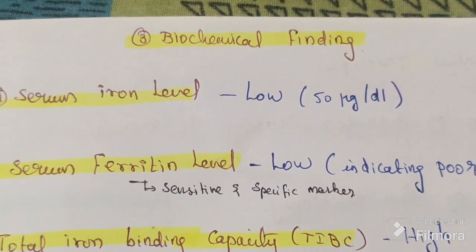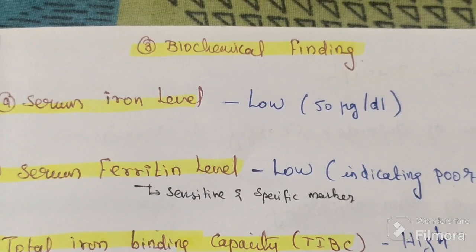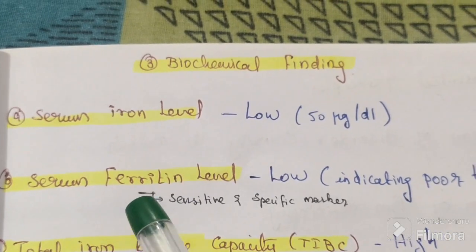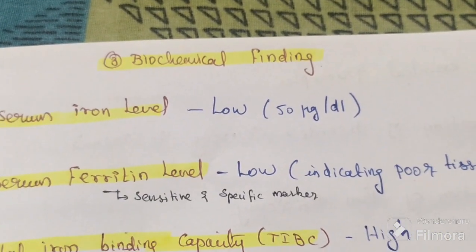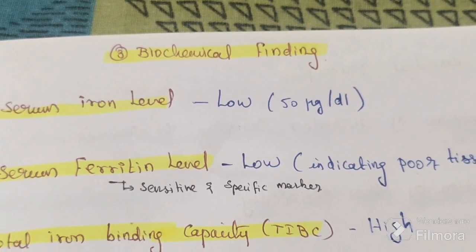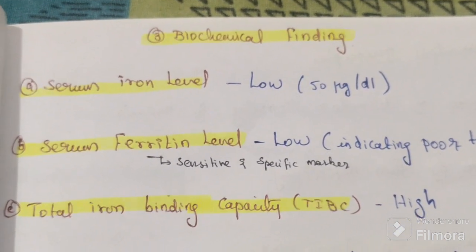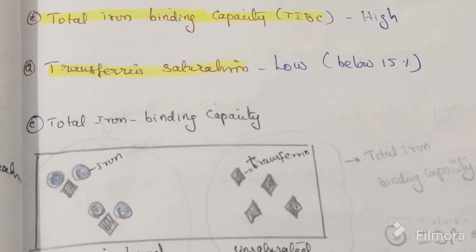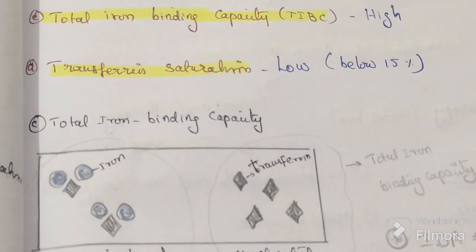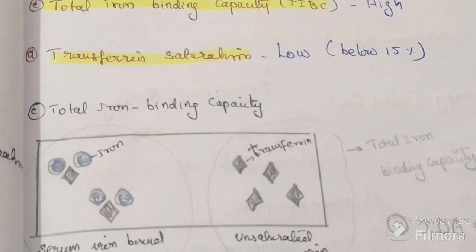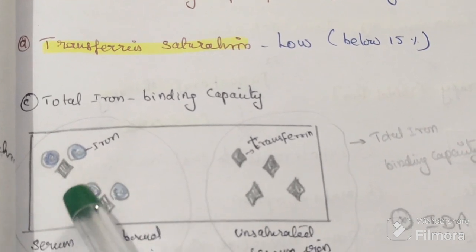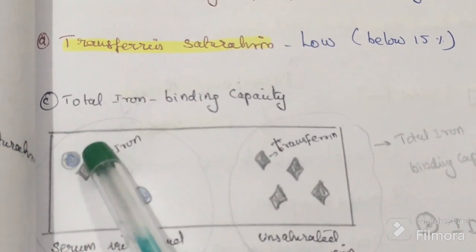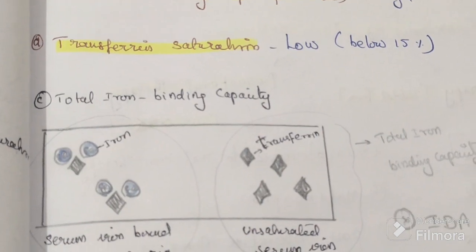Next, coming to biochemical tests: storage of iron also decreases. Serum ferritin level is decreased. This is a specific and sensitive marker. See the diagram. The black ones are transporters. One transporter can attach to two iron molecules. The blue ones are the iron molecules.